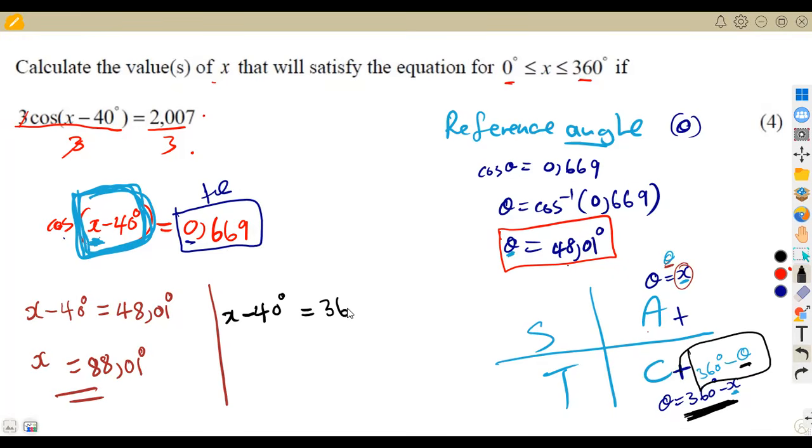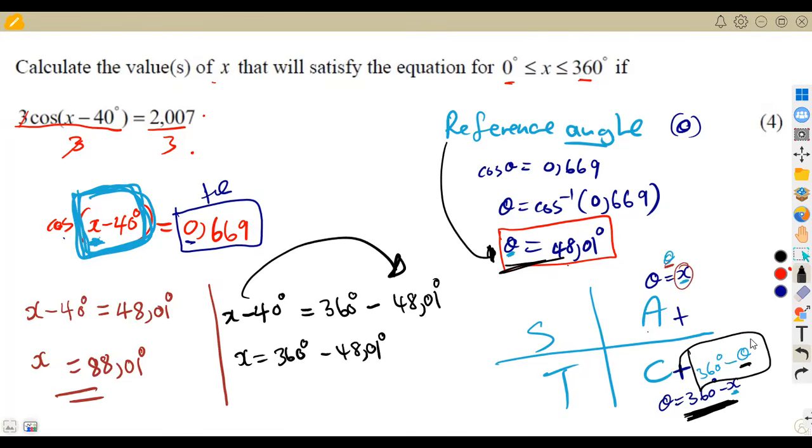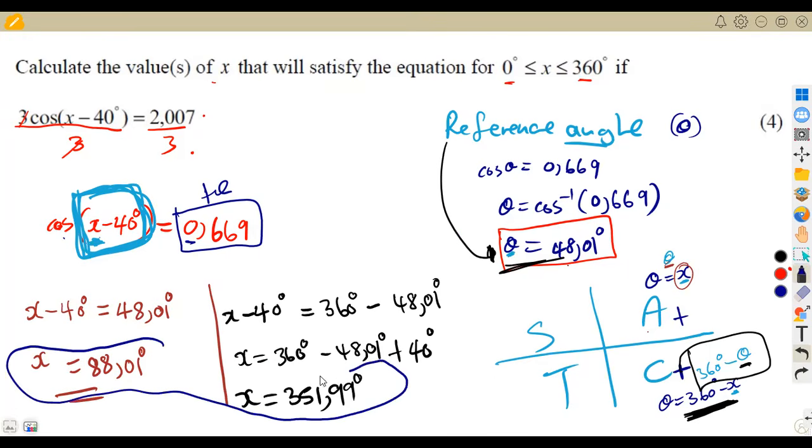So it's going to be 360 degrees minus our reference angle. Remember, our reference angle here is 48.01. So you solve the equation. x is going to be 360 degrees minus 48.01 degrees. You transpose this to the other side so that it becomes a positive. So at the end, our x is going to give us 351.99 degrees. All right, so these are the two possible values of x that we needed on this question. That is how you answer these questions.